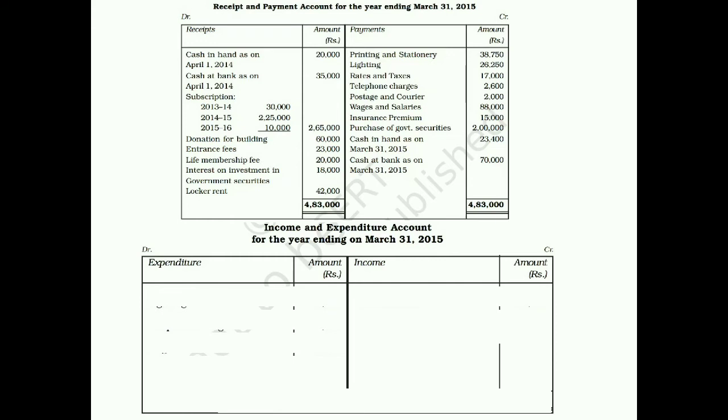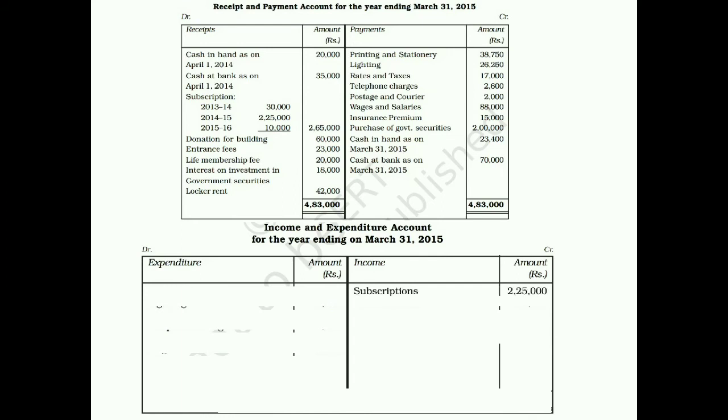Next is subscription. Just see, the 3-year subscription is there and we are preparing the income and expenditure account for March 2015. So March 2015 is our current year and we need only the amount of the current year. Which subscription is of our current year? Because a 3-year amount is there. Definitely 2,25,000 is of the current year. So we will take only 2,25,000 on which side? Correct, on the income side. Just see.